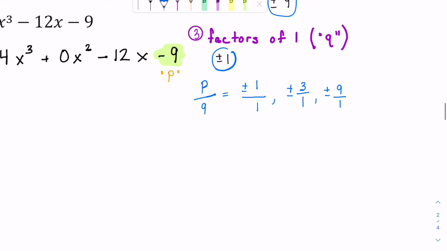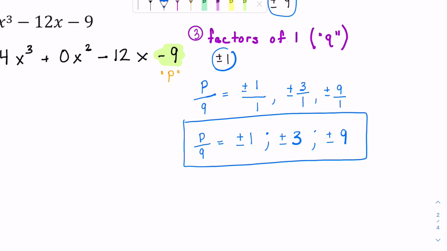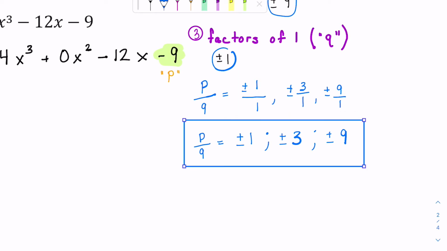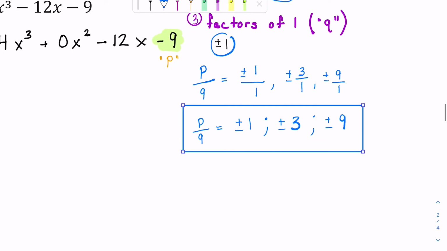So if I simplify this, obviously any number over 1 simplifies to itself. So we're going to test plus or minus 1, plus or minus 3, and plus or minus 9. These right here are considered your possible rational zeros. So we don't know if they're actually the zeros, we just know that they're a potential. So this is a potential answer.